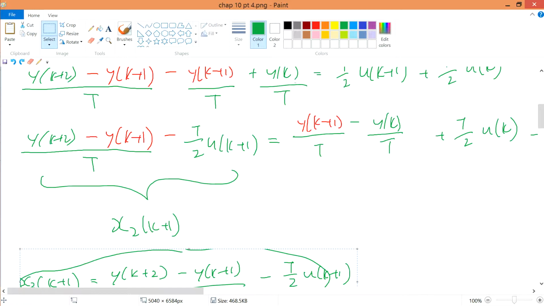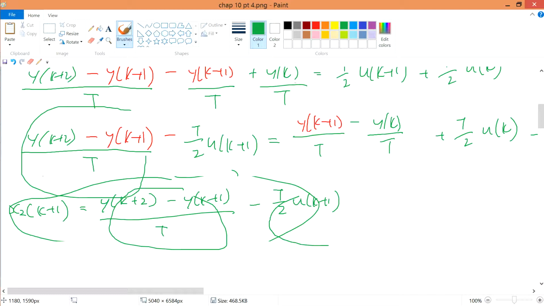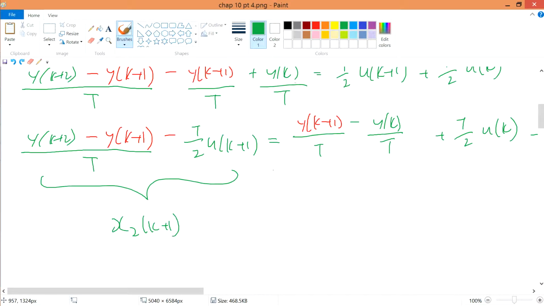So you can just simply compare. Just take a look. This thing over here is this thing. This thing over here is this thing. So therefore my x2k plus 1 is this one. I don't know where it's coming from, but you just need to know it's coming from here.